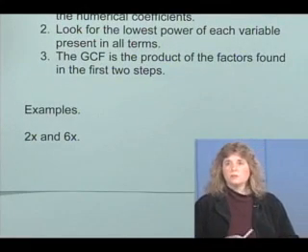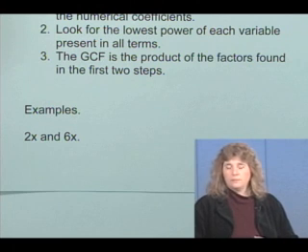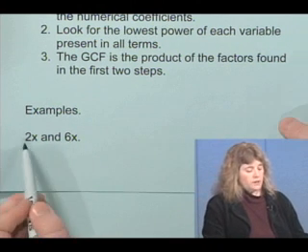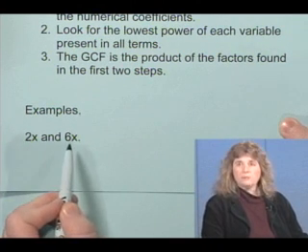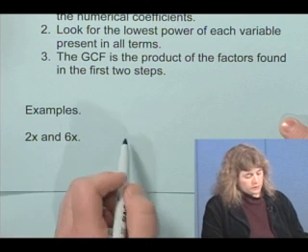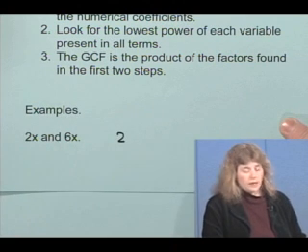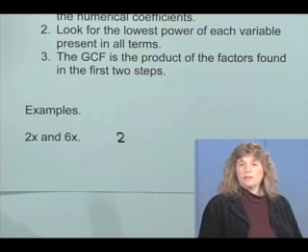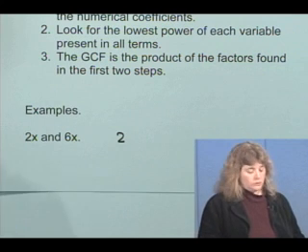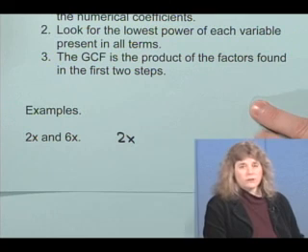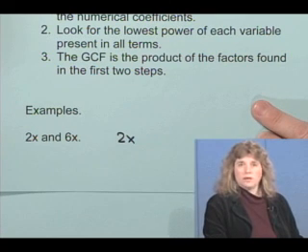Starting with 2x and 6x. Looking at 2 and 6, the largest number that will divide into both of them is a 2. So we need a 2. And there's only one variable that's present. It happens to be present in both. So we need the x. The greatest common factor is the product 2 times x.